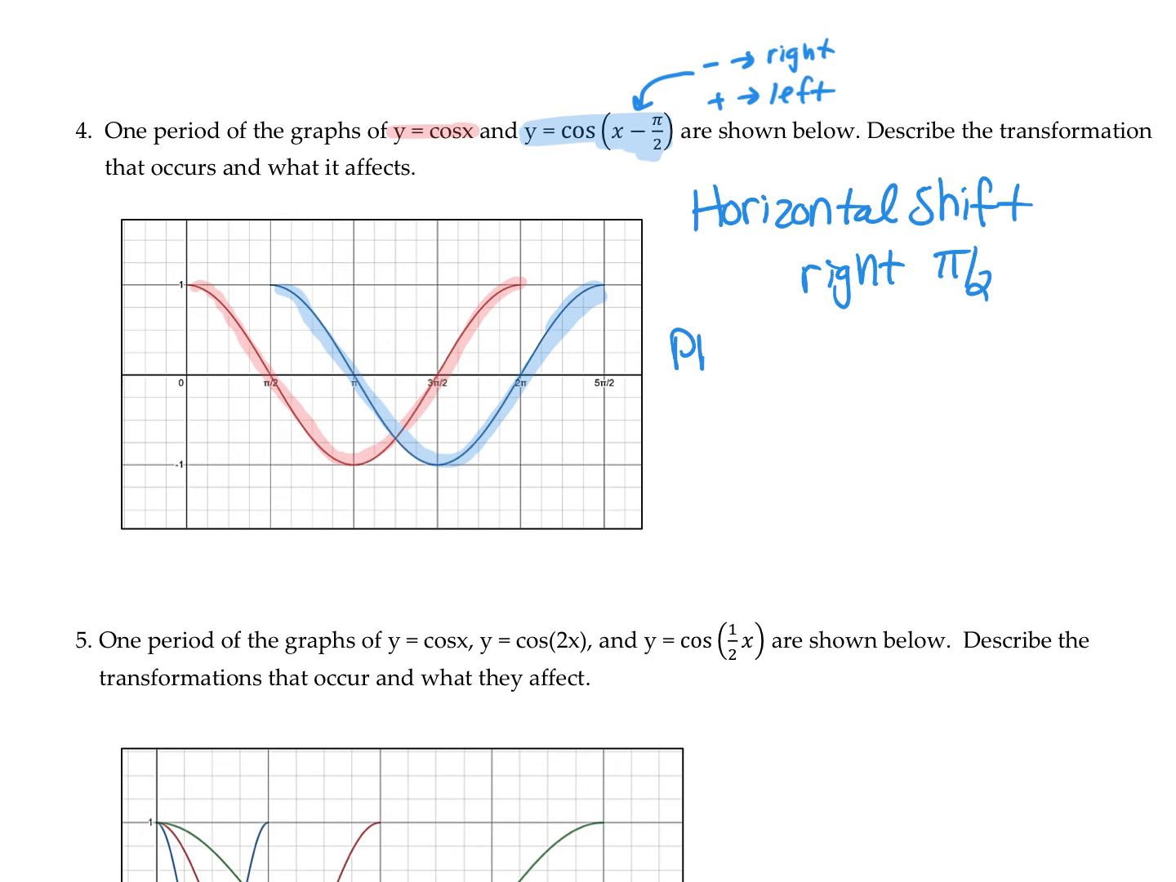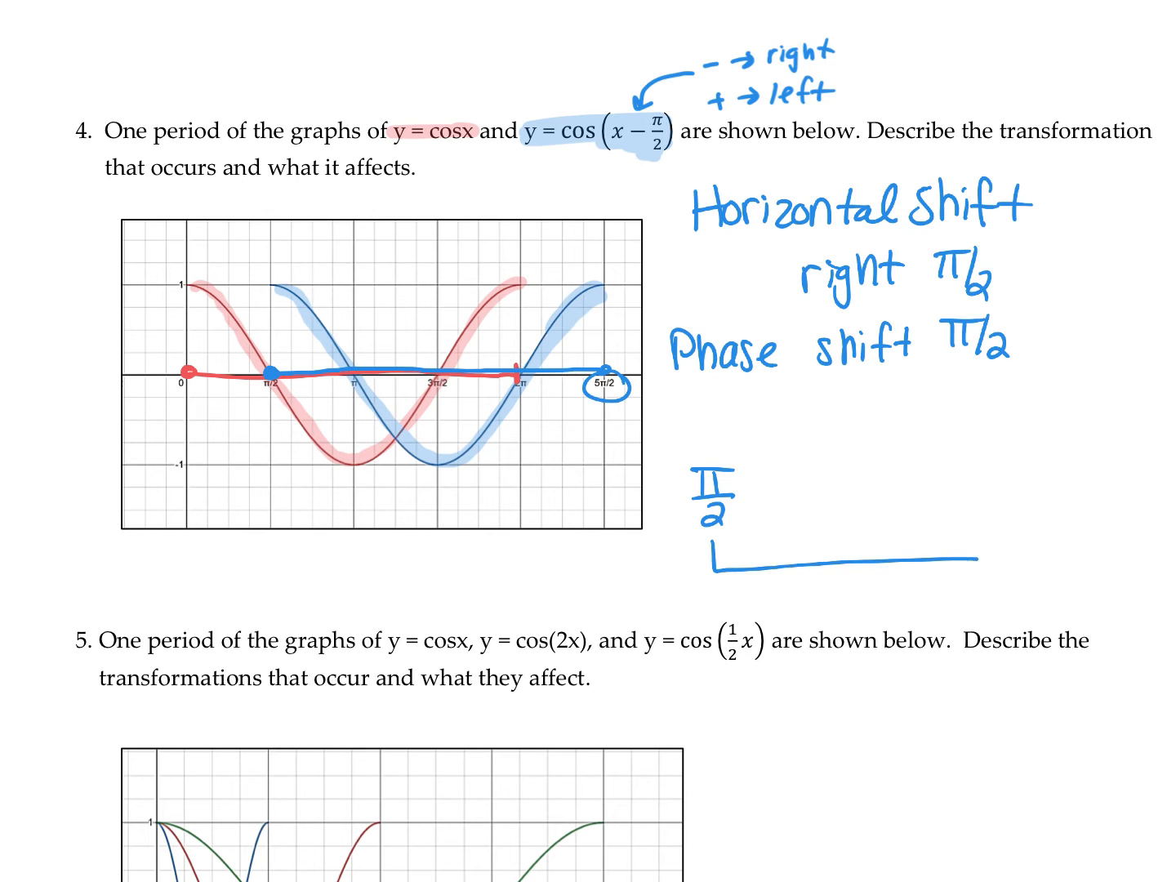We call this horizontal shift a phase shift. So we call it phase shift pi over 2. If it was left, it'd be a phase shift negative whatever. So what does this mean? This means now instead of my graph starting at 0 and going to 2 pi, my graph now starts at pi over 2 and goes to 5 pi over 2.